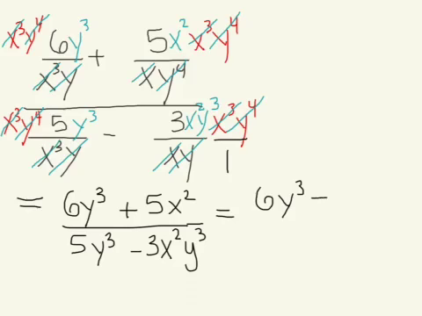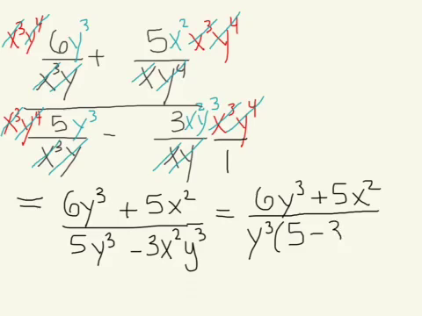But the bottom, we do see a common factor, so let's recopy the top. The bottom, you can see there's a common factor of y cubed, so let's factor that out. And then you're left with 5 minus 3x squared. And at that point, we see that nothing's going to cancel, so we're done.